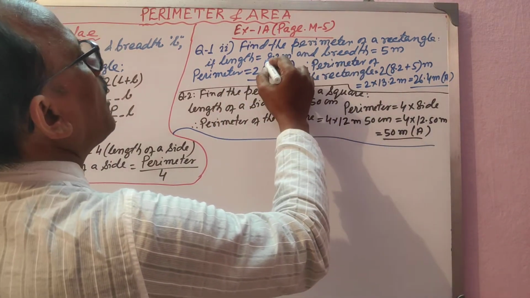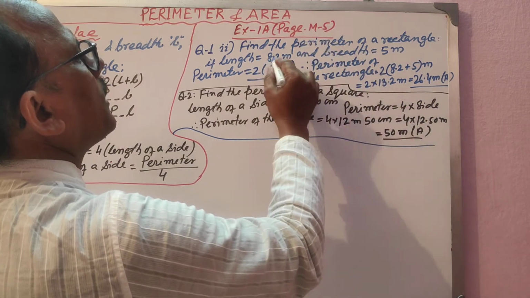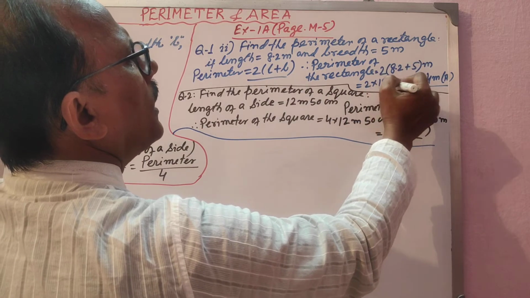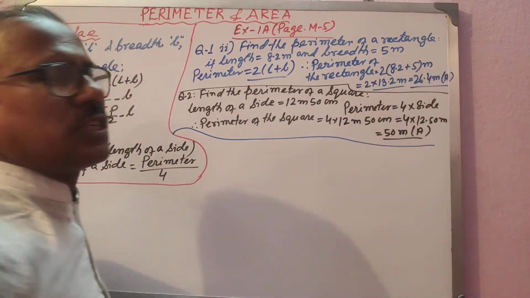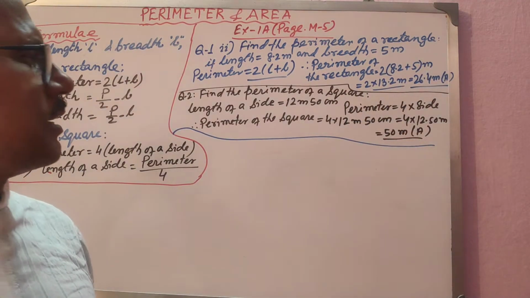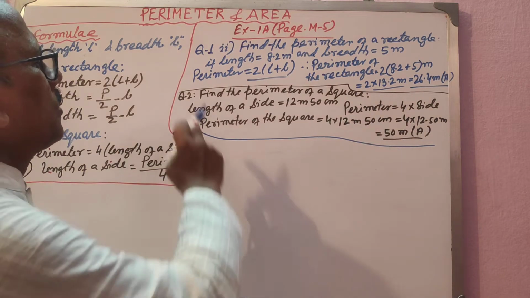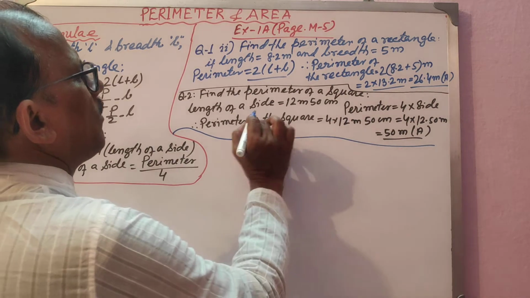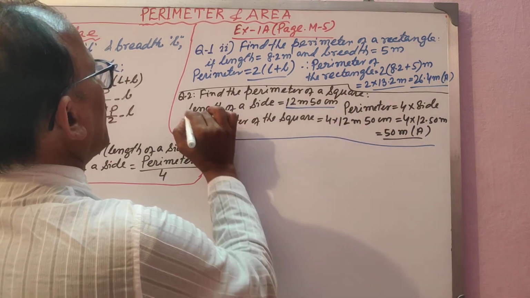Now the perimeter of this rectangle will be 8.2 plus 5, that is 13.2, into 2. 13.2 into 2 will be 26.4 meter. I hope you have understood. Very simple aspect. Now moving on to question number 2, I have taken the perimeter of a square. You need to find it where each side is given to you.